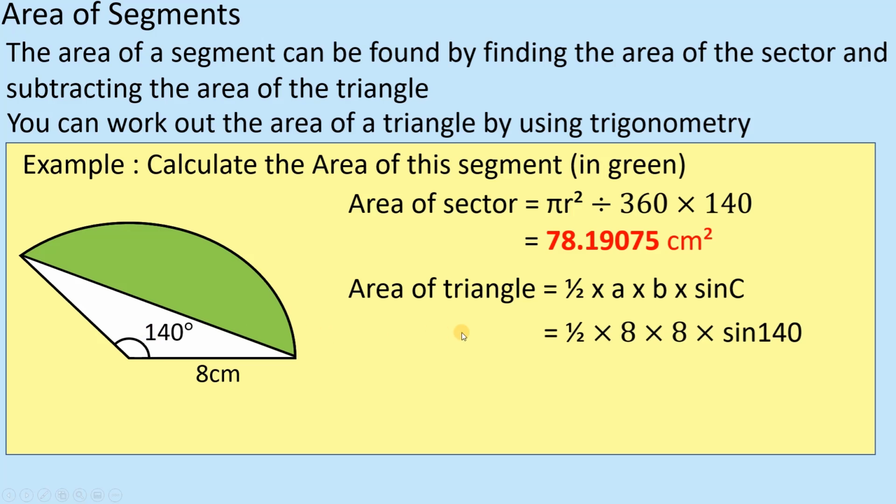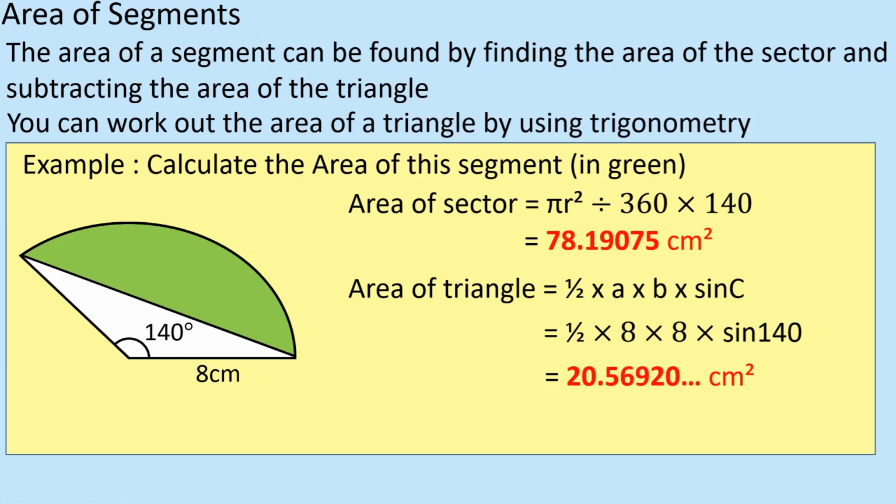If you're not sure where I've come across that, please look at the area of a triangle using sine. So half AB sine C is the formula, and then we apply the two sides. What you need is two sides and an angle in between, so that's your 8 and your 8, and sine 140. Put that in the calculator and it's going to give you this.